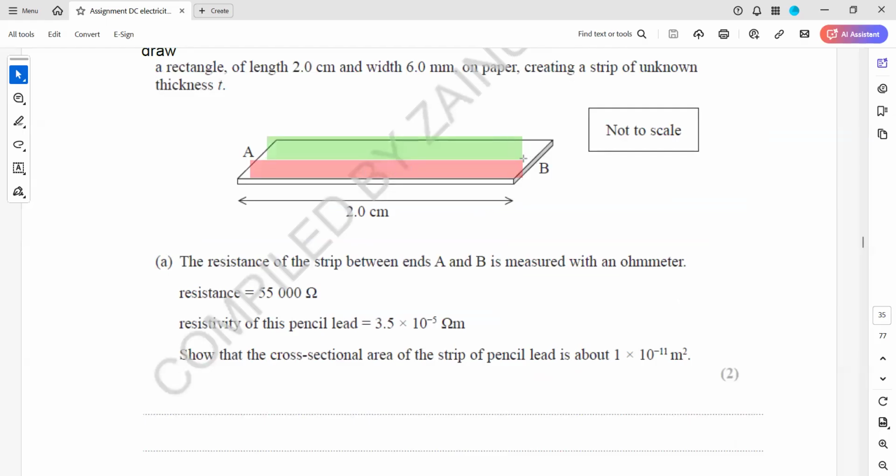The graphite is responsible for conduction, but the clay is not responsible for conduction. It is not providing any charge carriers, as an insulator. So how can we work out the drift velocity?